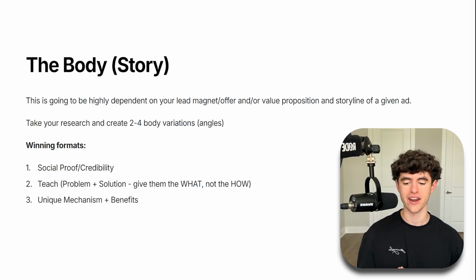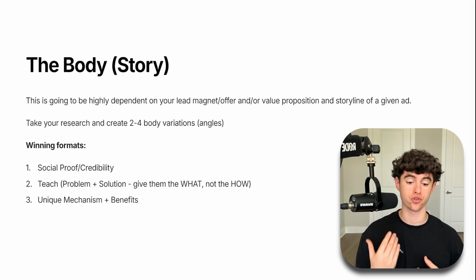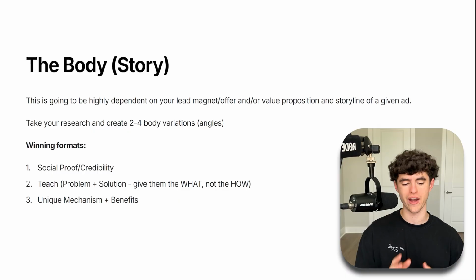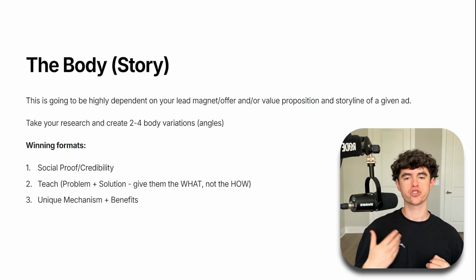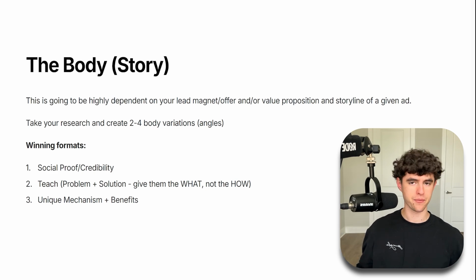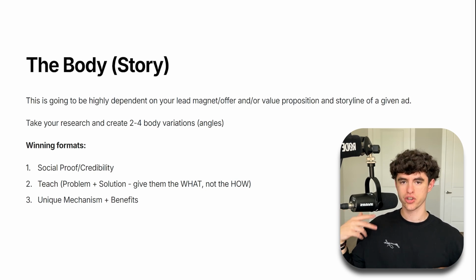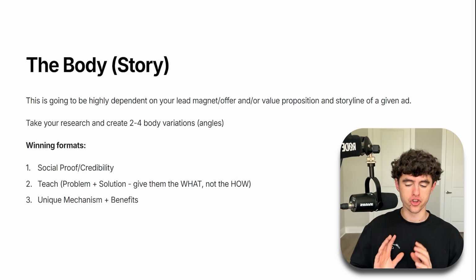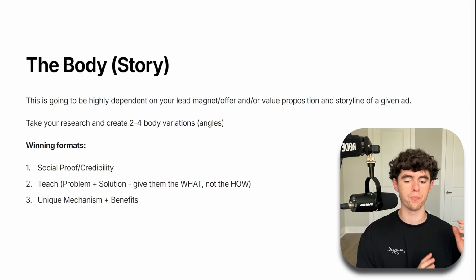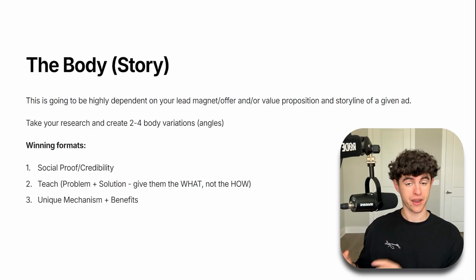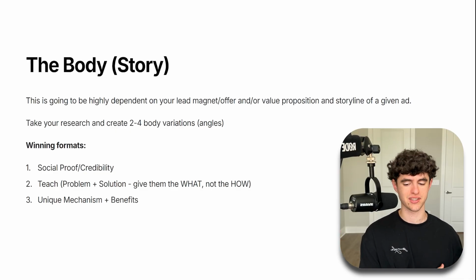So moving on into the body, this is going to be highly dependent on your lead magnet and offer and/or your value proposition and storyline of a given ad. So take the research that you have of your ICP, the pain points, the problems, the desires, all of that, and use that research to create 2 to 4 body variations or angles in your ad that can address the pain points and have a solution to those pain points in an ebook.